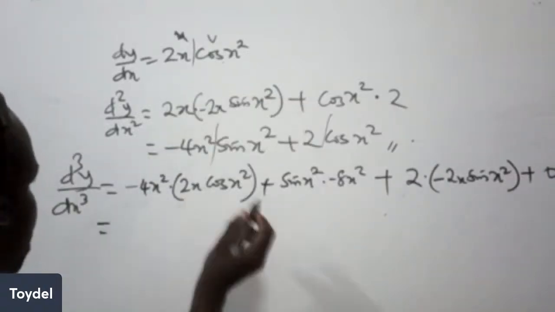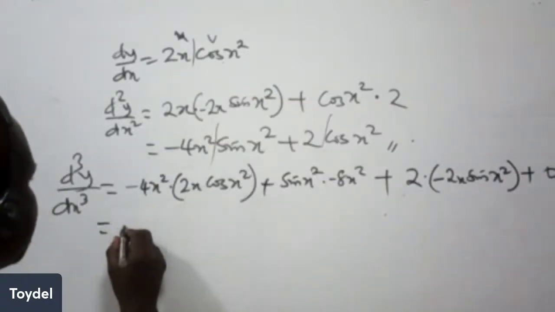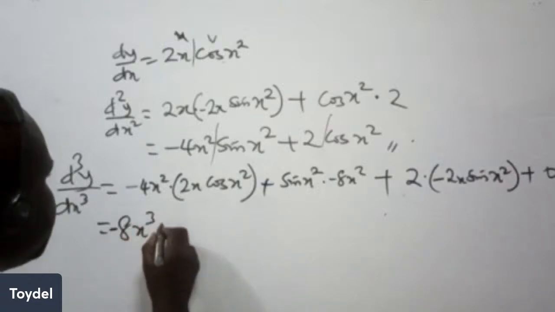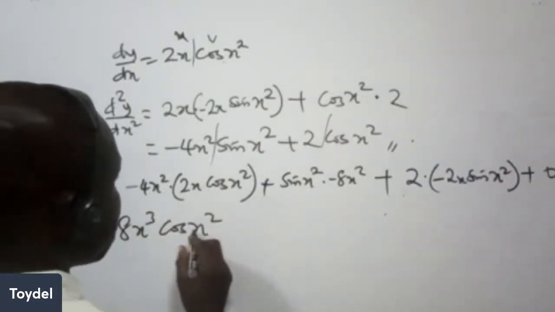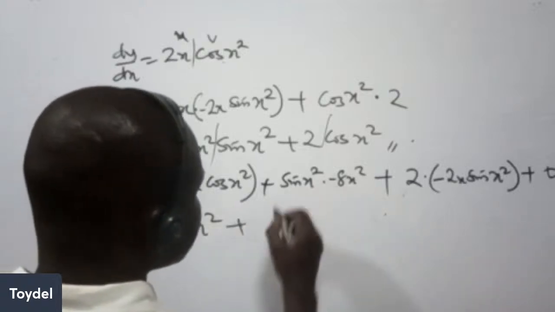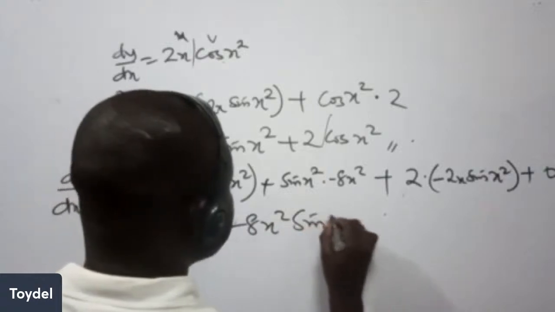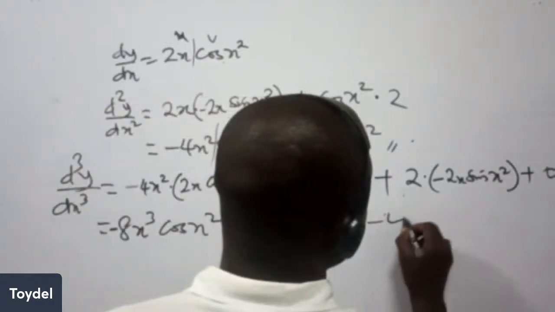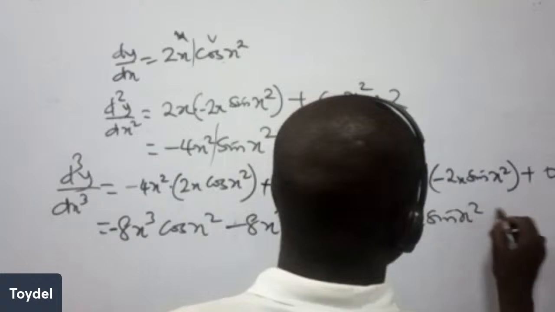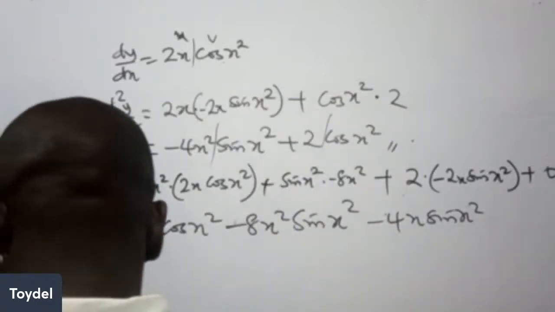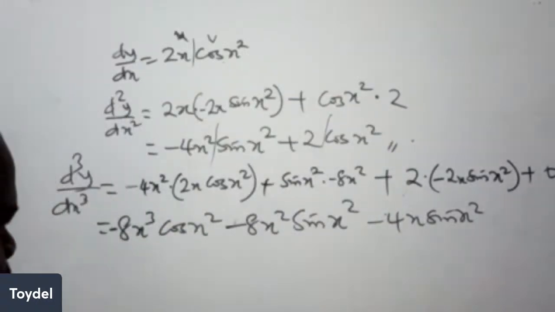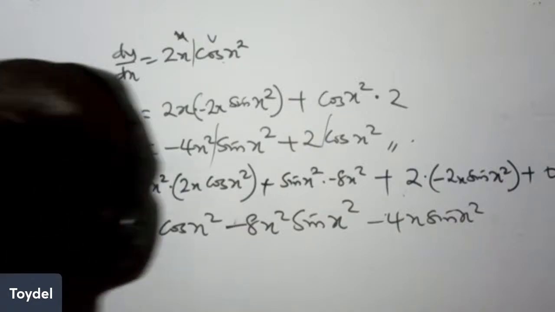So we can go ahead and write everything neatly. This time, this is going to give me minus 8x cubed cos x squared, plus, times minus, that will be minus 8x sin x squared, minus 4x sin x squared. That's what you are going to get. So do we have anything that is common? Nothing is common.